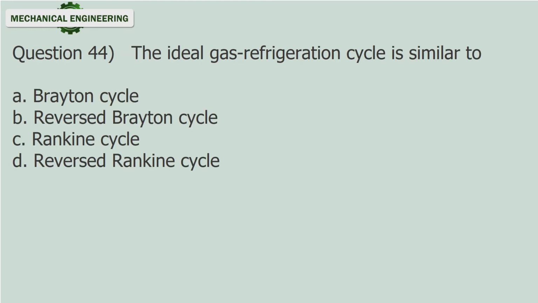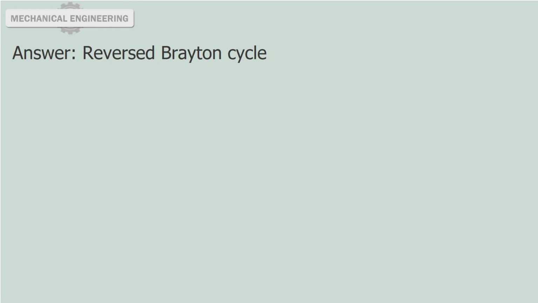Question 44. The ideal gas refrigeration cycle is similar to A. Brayton cycle. B. Reversed Brayton cycle. C. Rankine cycle. D. Reversed Rankine cycle. Answer: reversed Brayton cycle.